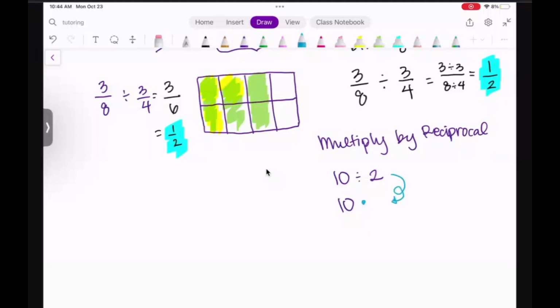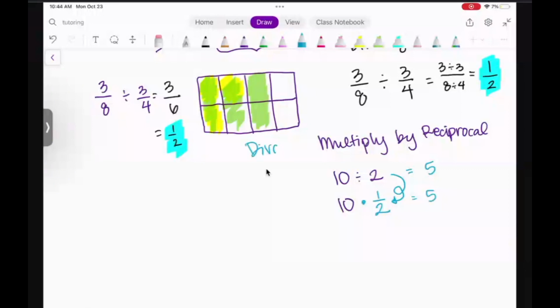Reciprocal means that you're going to make this guy, the denominator is the numerator and the numerator is the denominator. So you're going to change this guy to 1/2. And if you look, 10 divided by 2, you know, is 5. And what's half of 10? Oh, that's 5.